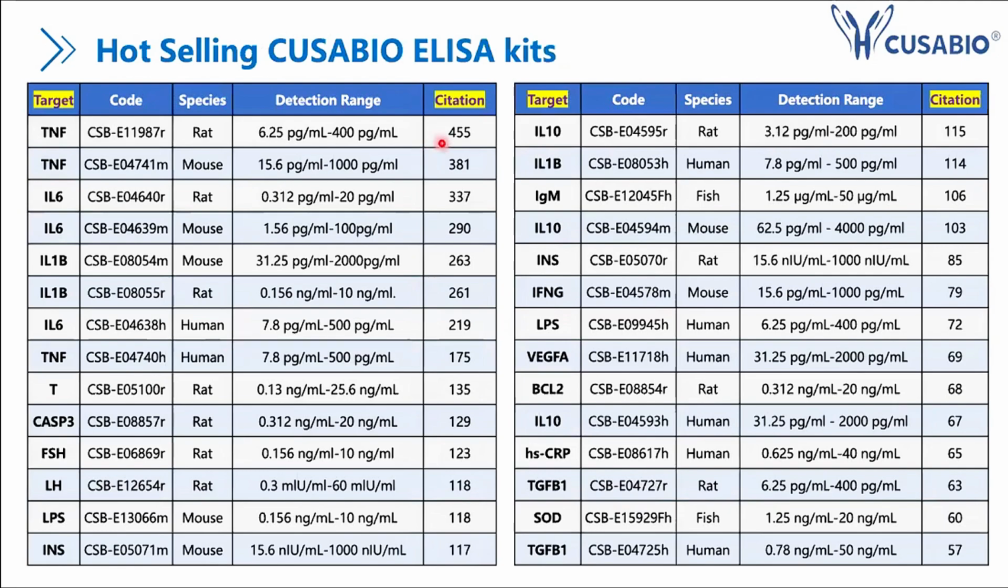And the highlighted part in this slide is the citation number. So as you see, we have some ELISA kits that really have a very good feedback from the customers. So as you see, the TNF, the IL-6, they all have a very good citation numbers. And I think we got really good feedbacks from our customers. So please take a look at this table. And if you find some interesting target, you can always talk to us, and then we can give you more details.